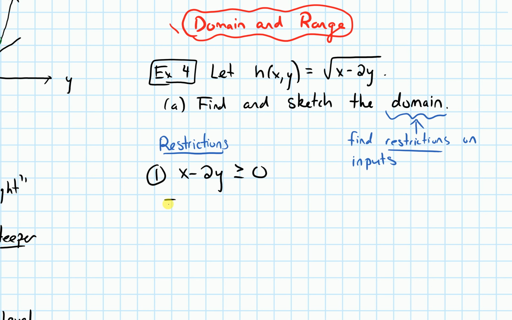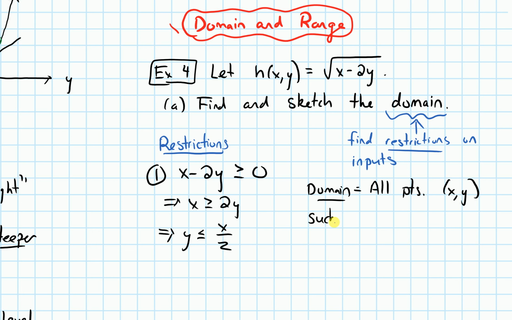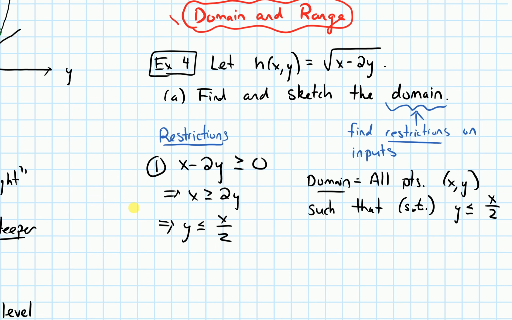Rearranging this, we get x is greater than or equal to 2y. Eventually I'm going to have to sketch this, so it'll be helpful to isolate the y. If we isolate y, we get y is less than or equal to x over 2. So our domain is all points x comma y such that, and sometimes I'll abbreviate such that as s.t., the y value is less than or equal to x over 2. That's how I would describe my domain in words.